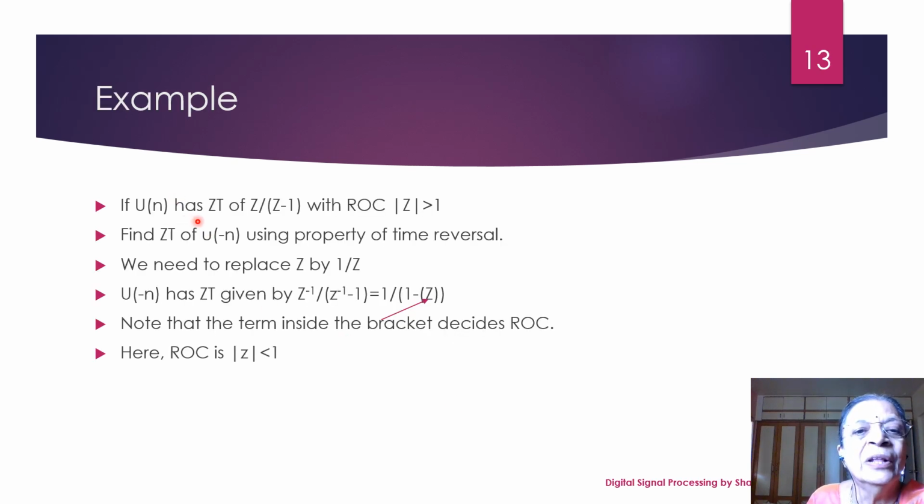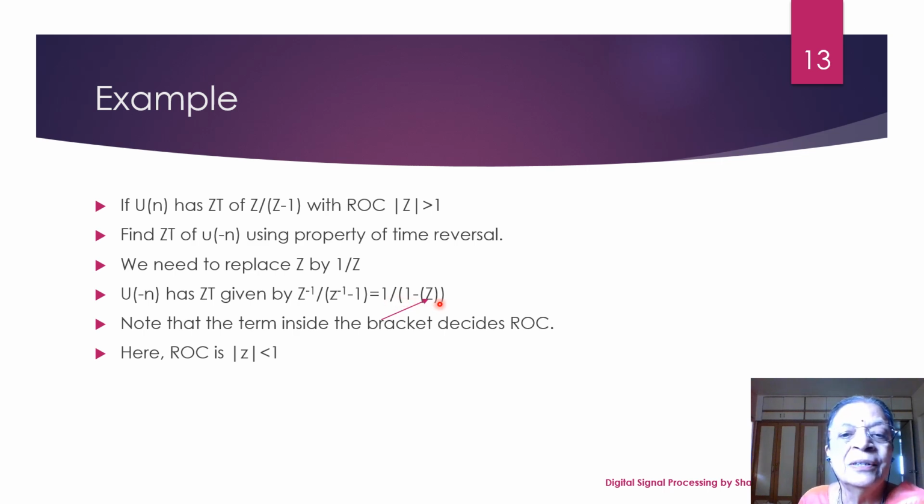So consider u[n]. u[n] has the z transform, we know, z/(z-1) with ROC as mod z greater than 1. Now we have to find the z transform of u[-n]. We'll use the property of time reversal. So we need to replace z by 1/z. So u[-n] will have the z transform given by, in this equation, instead of z I'll put z inverse. So z inverse divided by z inverse minus 1. So it is 1/(1-z).